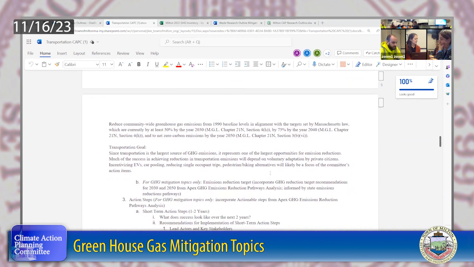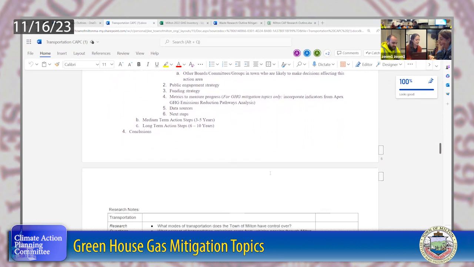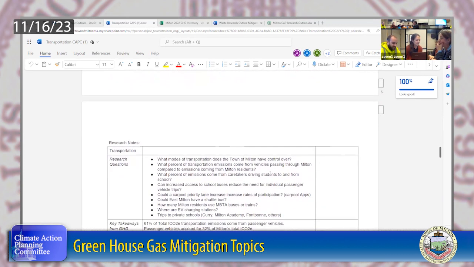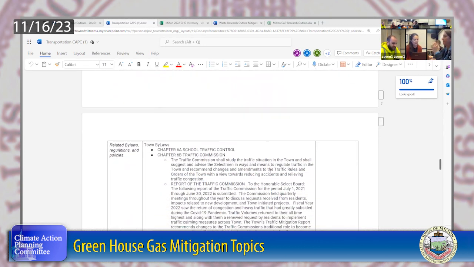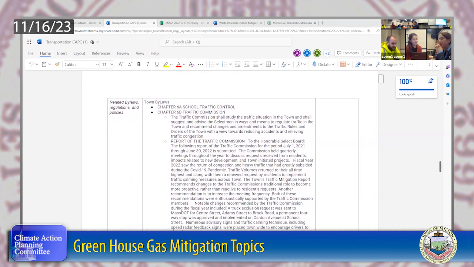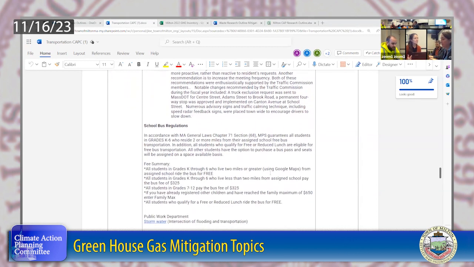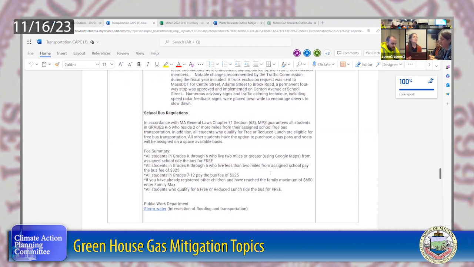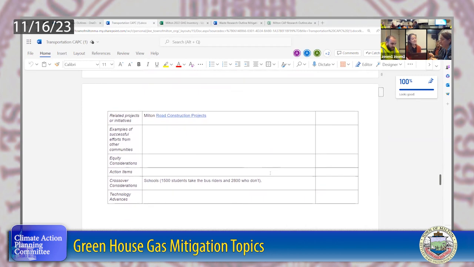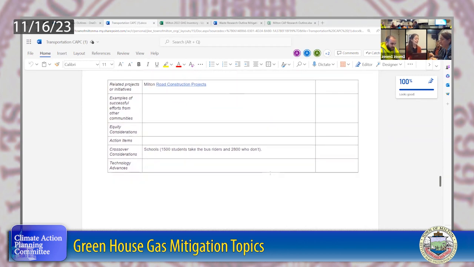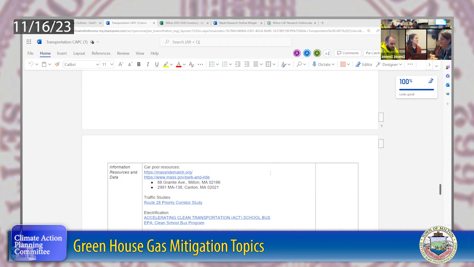Another stakeholder related to roads is our stormwater. There's a link for construction projects. And there's so much information, especially for schools, whether it's decarbonizing buses. I guess an action item I'm thinking about is how can we reduce the trips carrying children around?